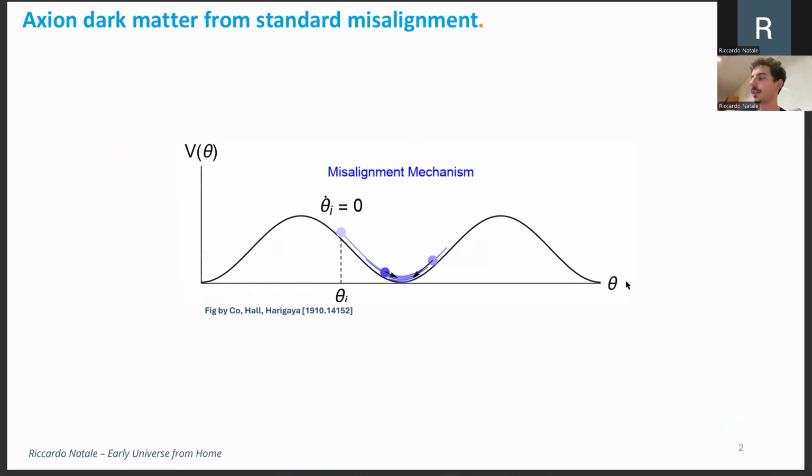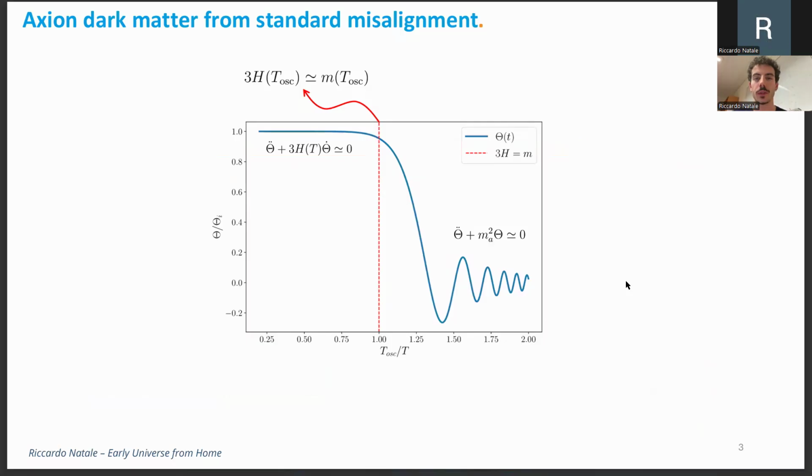And in this mechanism, we just have an initial condition for our axion field, which is frozen at theta_i, an initial value, and this value is misaligned from the minimum of the axion potential. And once the Hubble friction drops below the axion mass, then the axion field will start oscillating, and it will start contributing to the axion dark matter abundance that we observe today.